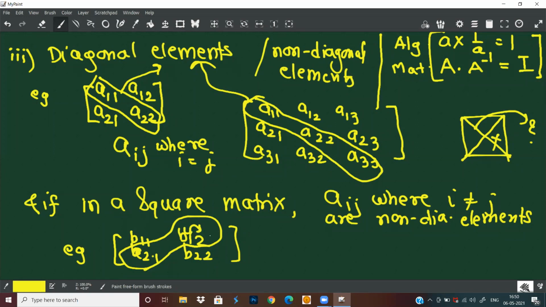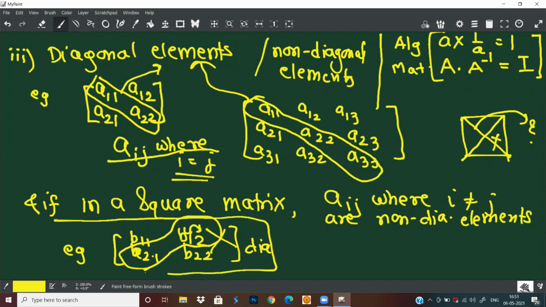I equal to j. So here you got it. Aij: 1,1, 2,2, 3,3, 4,4, 5,5. They are diagonal elements. Understood? Very good. So these will not remain diagonal elements. Are all of you clear?